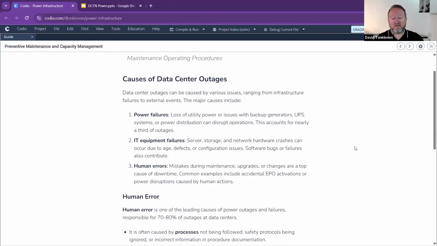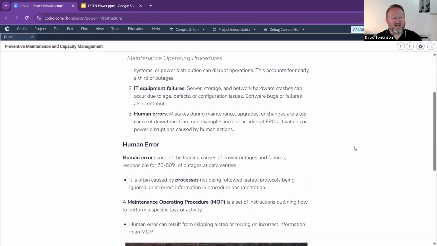IT equipment faults, yes, we know systems go wrong. Our servers, our storage devices are potentially going to fail. Okay, they can crash, there's software bugs, and indeed just general hardware failures. But human errors are the biggest source of failures. Okay, I know it's a horrible thing to think about, but we get things wrong, and we all know we get things wrong. So human error causes about 70 to 80% of outages in data centers.